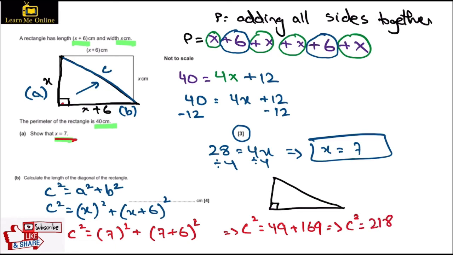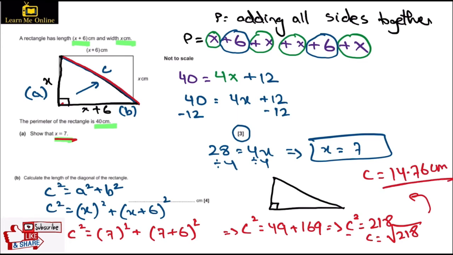Now remember that we are finding out the value of c and we have c square over here. So what we do is the square root now. So c equals to square root of 218. When you do the square root of 218, you'll get a decimal. So you're going to write down c equals to 14.76 centimeters. That would be your final answer. And that would be the length of the diagonal then.